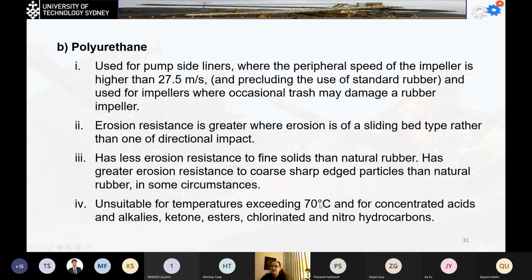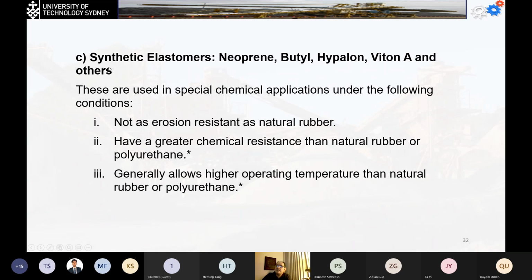So let's see what will be the case if we have more than this temperature. Also, it's not suitable for concentrated acids and alkalis, ketones and esters, chlorinated hydrocarbons. So here comes the role of the synthetic elastomers, which are a mixture of multiple elastomers. They are used in special chemical applications under the following conditions. They are not as erosion resistant as natural rubber. First, they have a greater chemical resistance than natural rubber or polyethylene. Second, they generally allow a higher operating temperature than natural rubber and polyethylene.